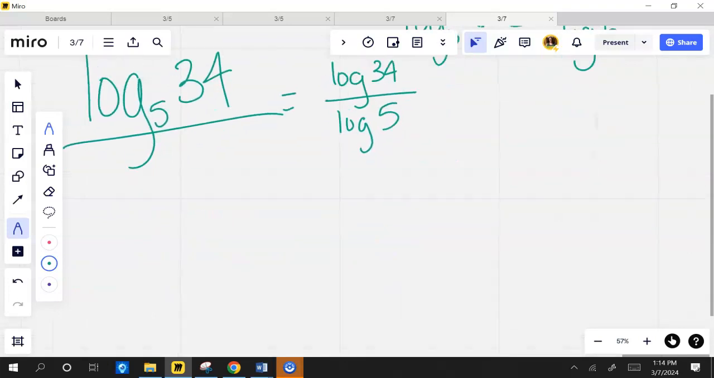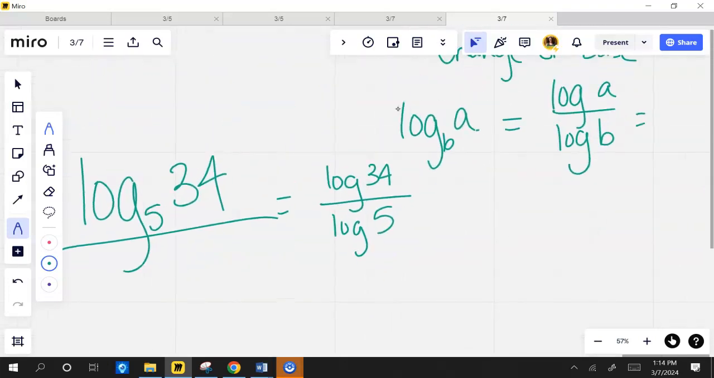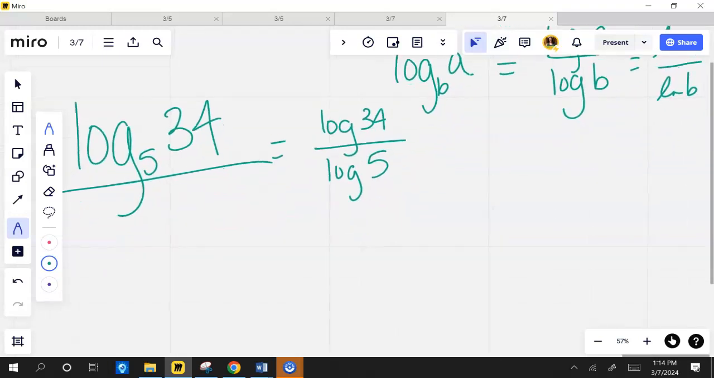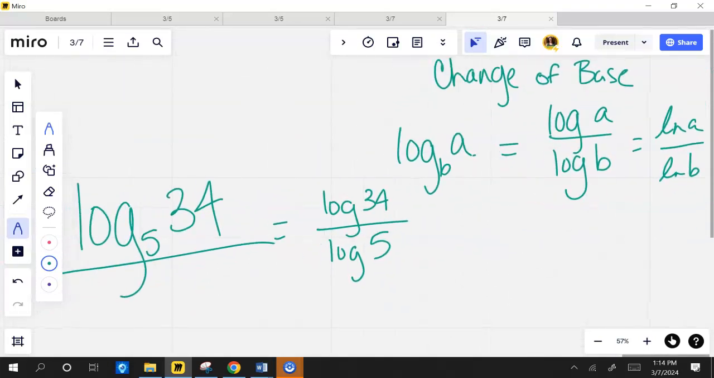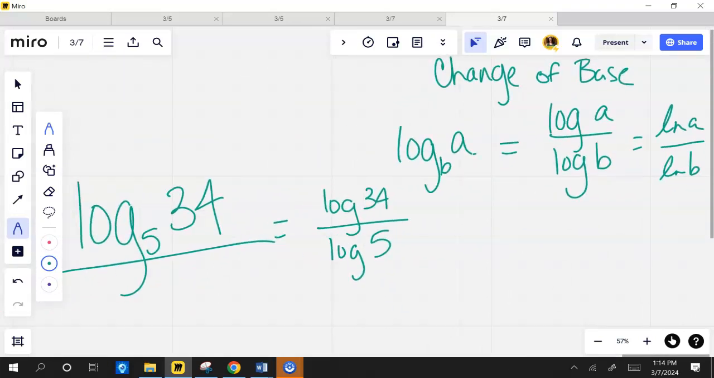And just to prove to you that that works, this could be any log. You've got an ln button, you could do ln as well, and it works because it can be any base as long as it's the same top and bottom. You can change it to anything you want. Just to show you, let's take one that we already did. I have to teach you the change of base formula. You'll have to use it for a couple other things we do.